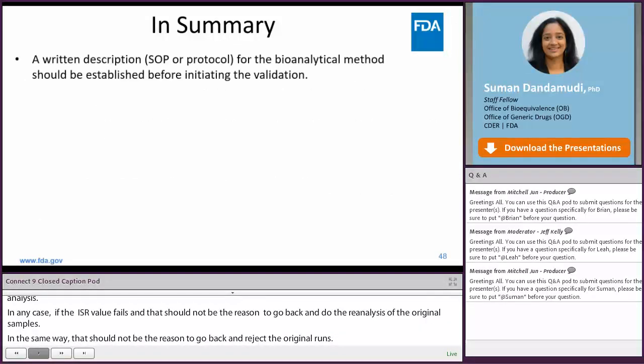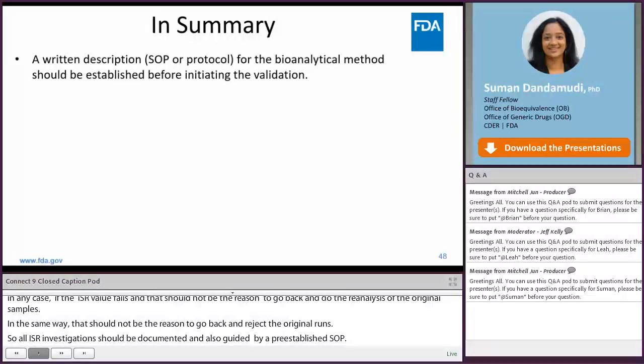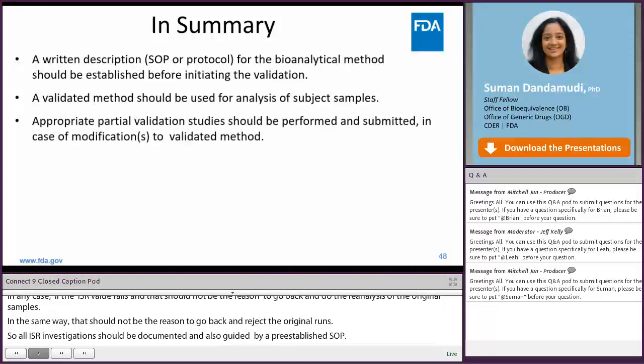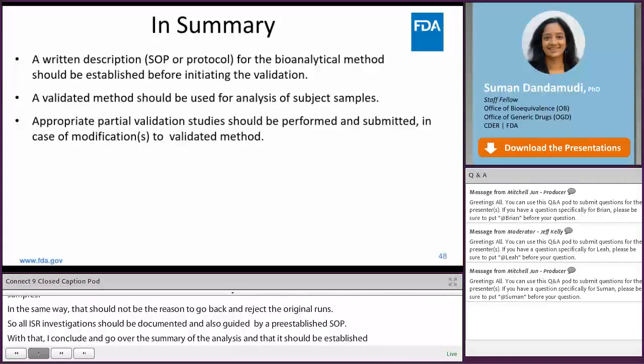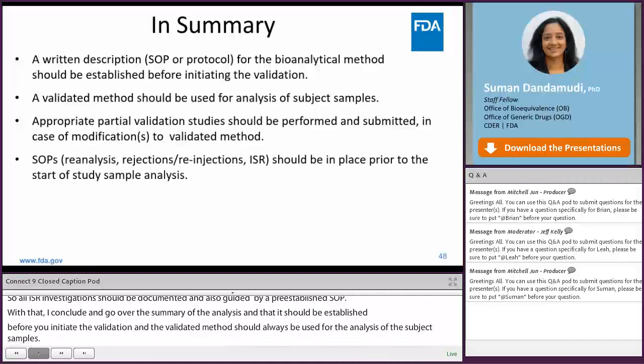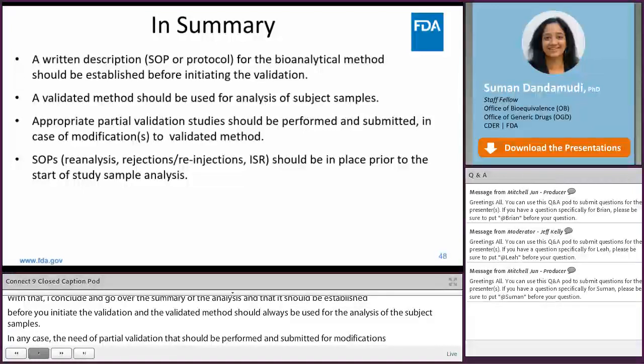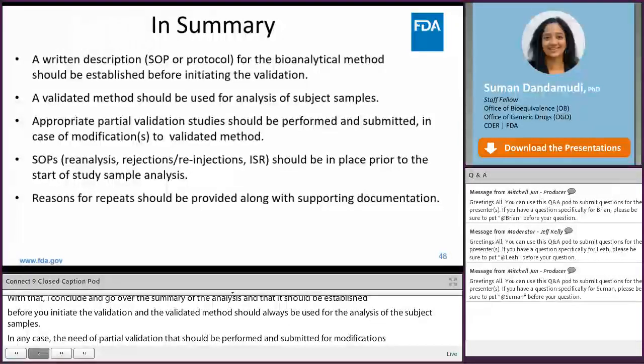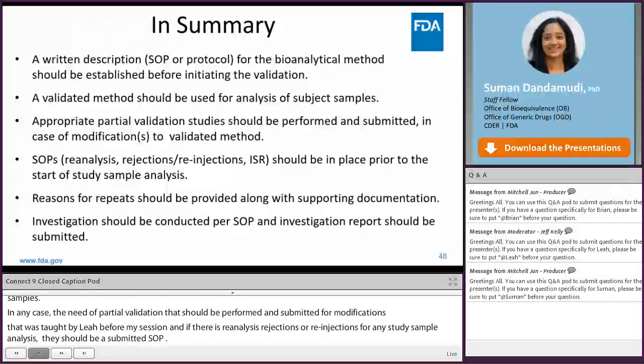With that, I conclude and go over the summary of both validation and in-study sample analysis. The SOP for the bioanalytical method should be established before you initiate the validation, and the validated method should always be used for the analysis of the subject samples. In any case, a partial validation should be performed and submitted for modifications, as taught by Leah before my session. And if there are reanalyses, rejections, or reinjections in any study sample analysis, the SOPs should be submitted and should be in place prior to the initiation of the study sample analysis. The reasons for repeats should always be provided along with the supporting documentation. If an investigation is required, it should be initiated based on the pre-established SOP, and the investigation report should always be submitted.